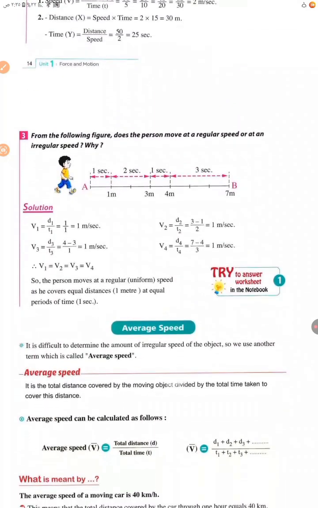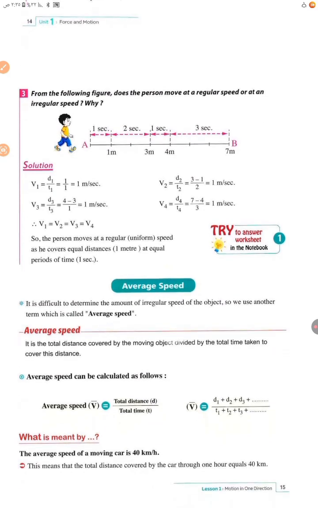From the following figure, does the person move at a regular speed or at an irregular speed and why? It asks whether this person moves with a regular speed or an irregular speed, and why.